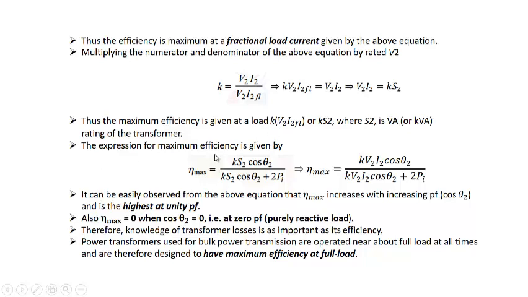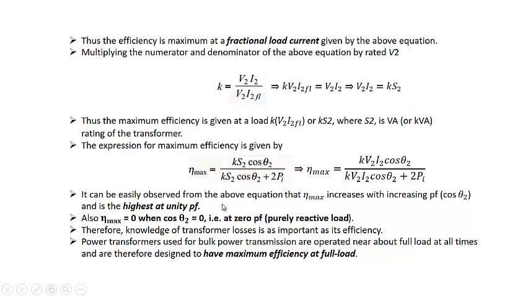So the expression for the maximum efficiency is given by eta max equal to K times S2 cos theta 2 divided by K times S2 cos theta 2 plus twice Pi, where V2 into I2 is equal to S2, and theta 2 is the power factor of the load. That means eta max will be equal, in terms of voltage and current, to K times V2I2 cos theta 2 divided by K times V2I2 cos theta 2 plus twice Pi.